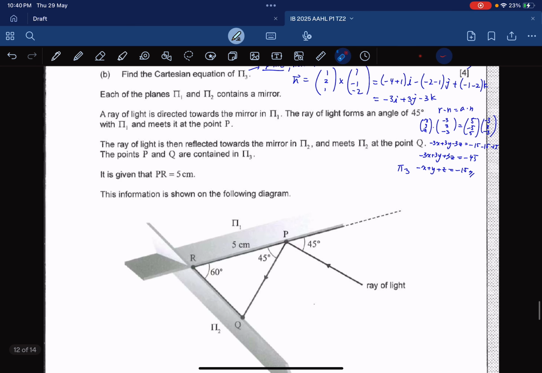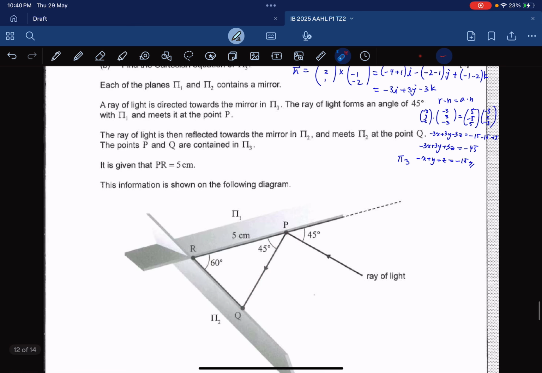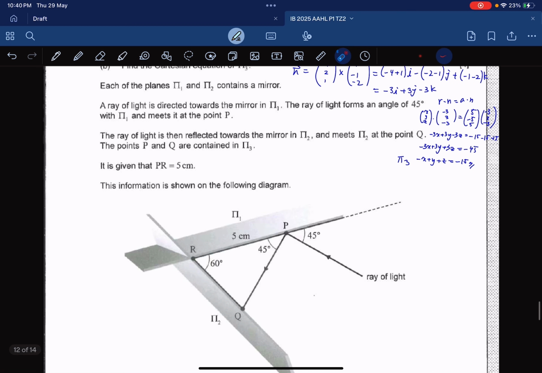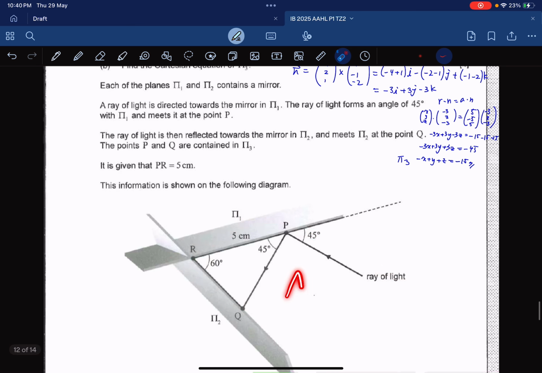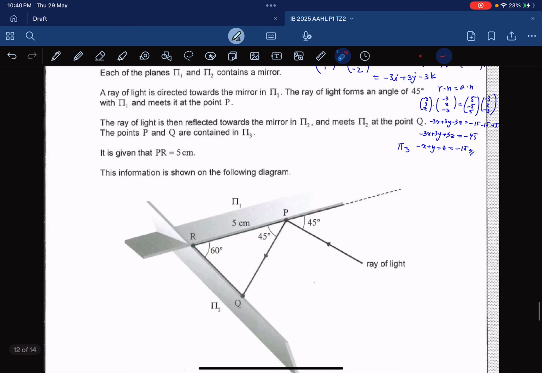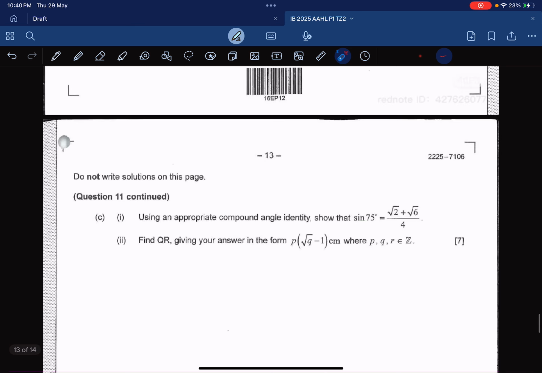The ray of light then reflected toward the mirror plane 2, which is here, like Q, and meets the plane 2 at point Q. And P and Q contain plane 3. So basically, plane 3 is a plane that's like looking towards the paper. Okay, so let's look at the question.